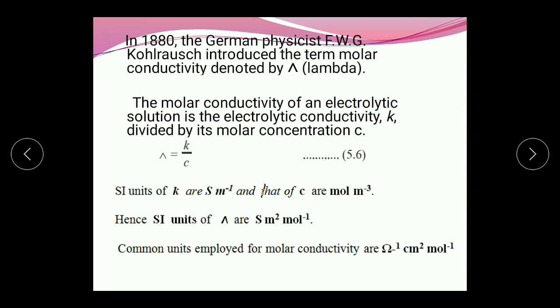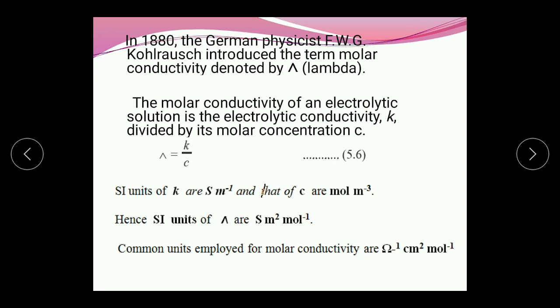Hence, the SI unit of lambda: if we substitute the units of K and C, we will get Siemens meter square per mole. So, the SI unit of lambda will be Siemens meter square per mole.